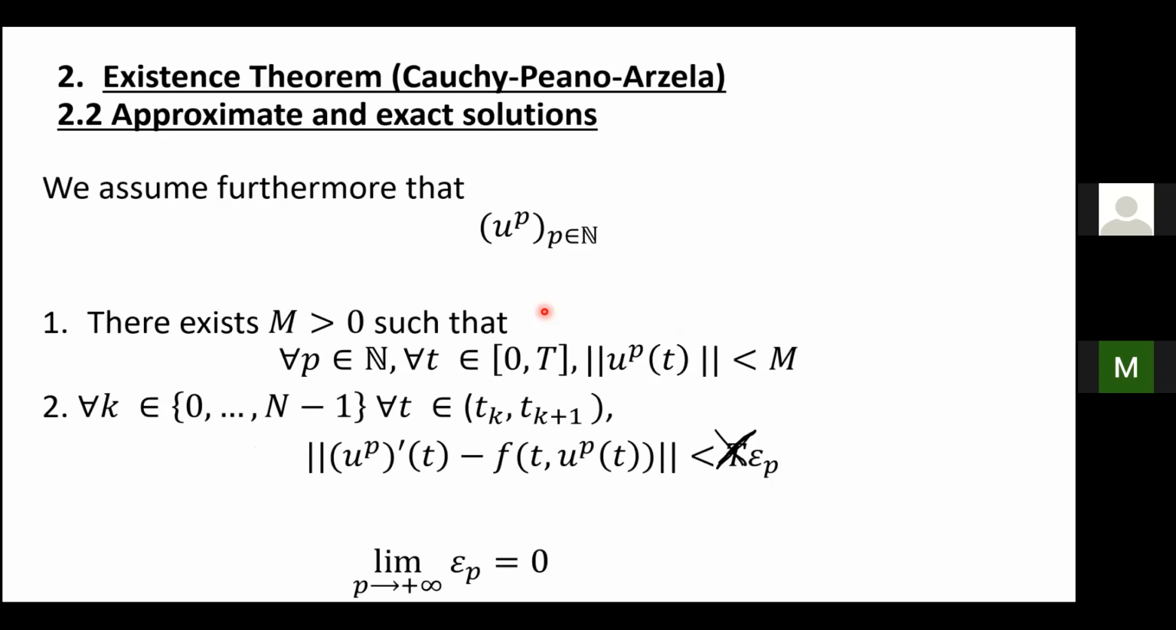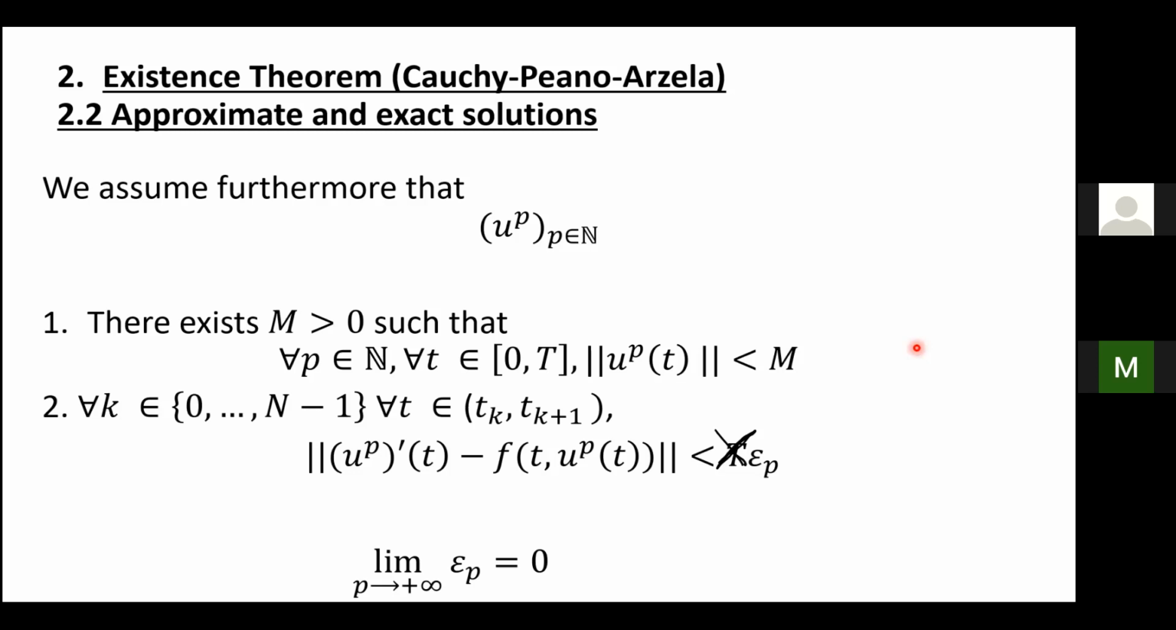Here are the assumptions. So the sequence of Euler methods converges to the exact solution? I don't know that yet. But by choosing my h with respect to the epsilon p, I can construct such a sequence UP that satisfies 1 and 2, thanks to the Euler method. This is okay. I've just proved it.